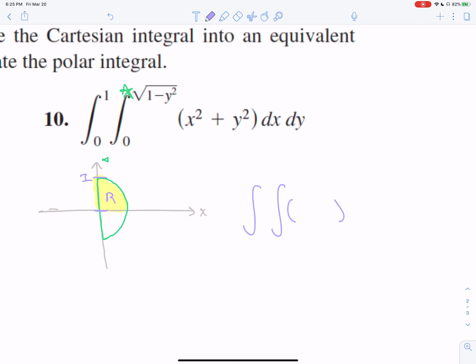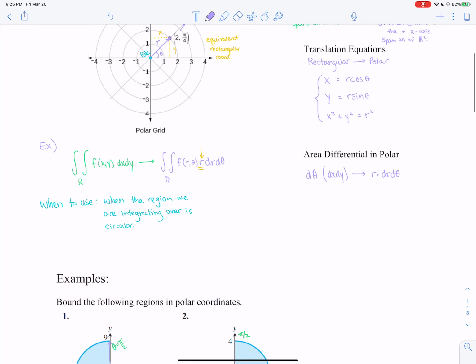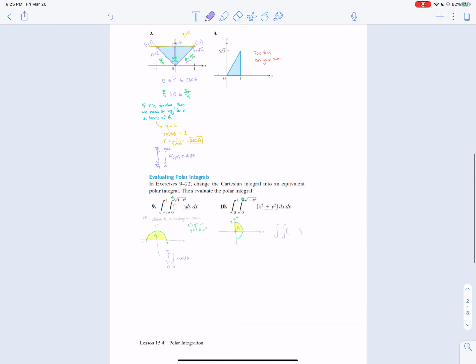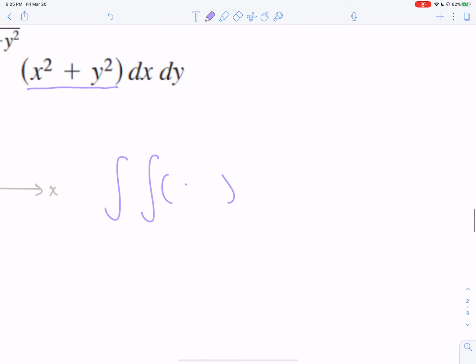Let's convert this function to polar as well. x squared plus y squared. Look at our translation equations. Oh, r squared. Where'd it go? r squared times r dr d theta.